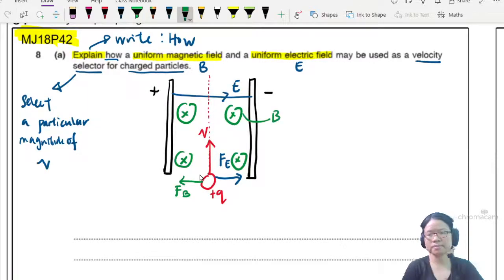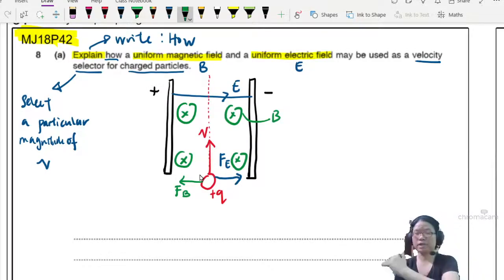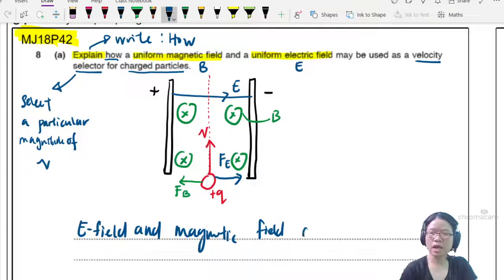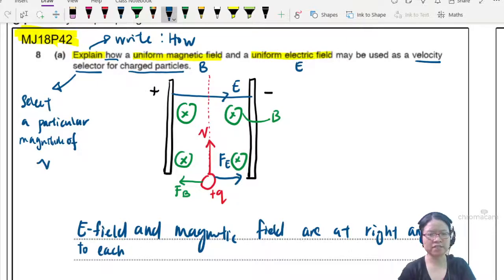This is B. Now we need to talk about the relationship between E and B. E and B are obviously at 90 degrees, because one is going into the paper and one is along the plane of the paper. So that will be my first point: the electric field and magnetic field are at right angles, perpendicular, normal to each other.